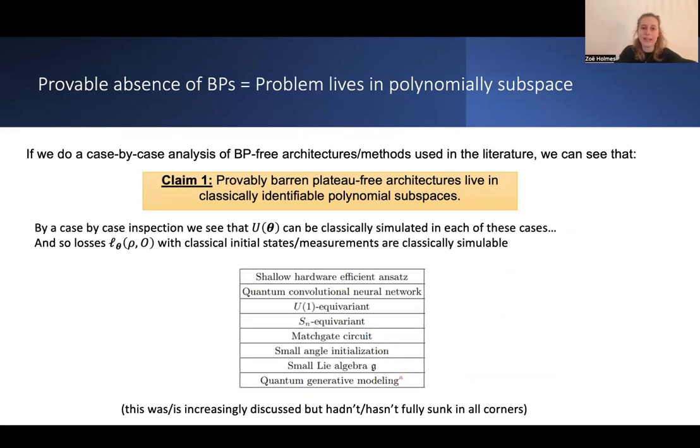And actually what we see is that if we do a case-by-case inspection of all the U of theta that we have in these cases, the U of theta for all of these provably bound plateau-free architectures, what we find is that the U of theta bit can be classically simulated. And so if we're dealing with a loss where the initial state and the measurement involve classical initial states and measurements, then the whole thing is going to be classically simulable. So I'm not saying anything particularly new here.